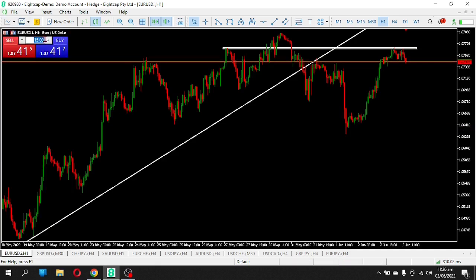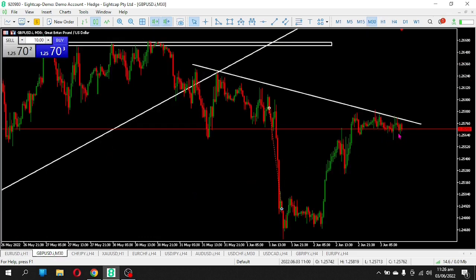I'm going to use 5.0 lot size so that I'll minimize my risk, and then I'll also use 5.0 lot size for GBP USD, and I'll have my stop loss in place in case the market goes against me.